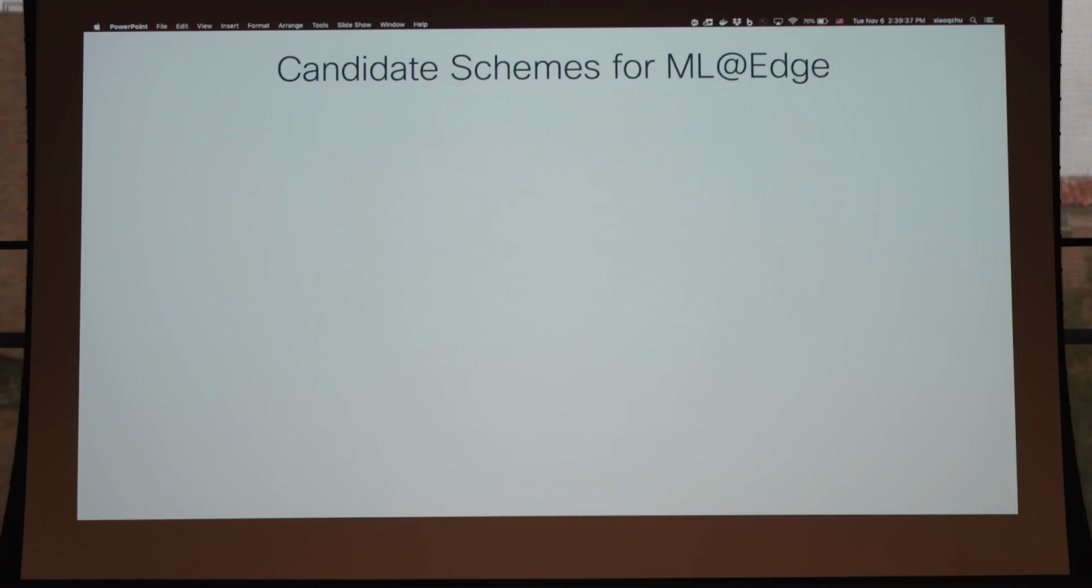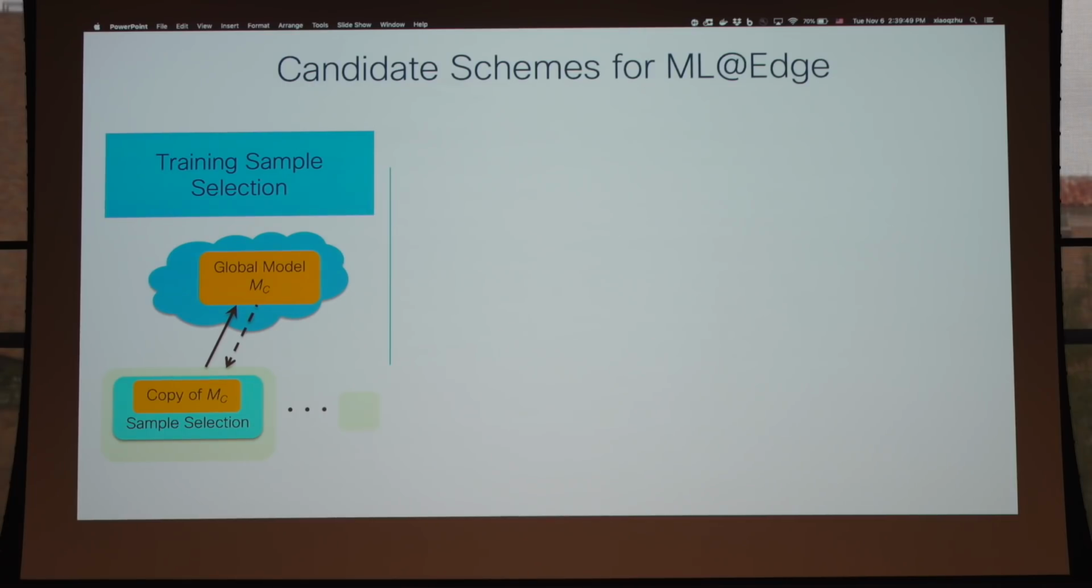Going forward, I wanted to share pieces of our work exploring this architecture, trying to understand what it can do. We first explored leveraging a local inference model to do intelligent training sample selection. So instead of upstreaming all the locally observed training data, we show a way to leverage a copy of the global model to do intelligent sample selection and only send an effective subset of the data so we can do more bandwidth efficient training.